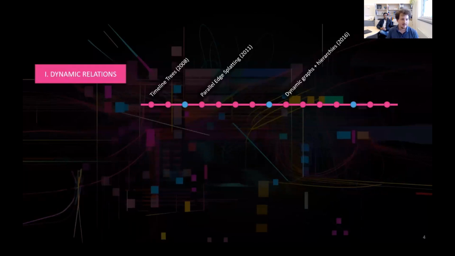It actually goes back to my very first paper that I published still as a master's student in 2008, Timeline Trees, and progresses basically through my whole academic career so far, namely the dynamic relations, and I will show you different approaches from that domain. That will be the first chapter.